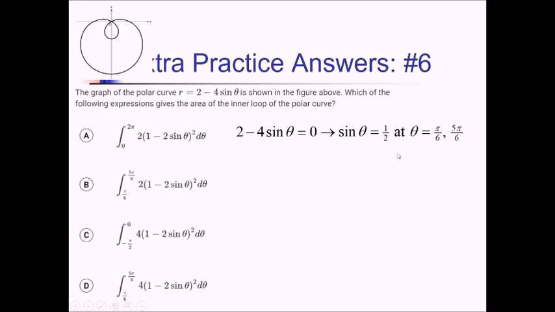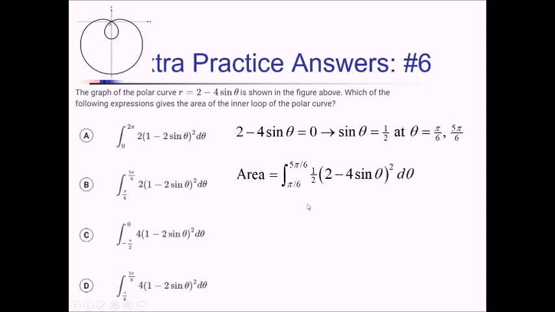So now we have the integral from pi over 6 to 5 pi over 6 of what? Well, now we need 1/2 times r squared d theta. So I'm going to write 1/2 times 2 minus 4 sine of theta squared d theta. That's great. Unfortunately, that does not match any of the answer choices. It's kind of close to 2 of the answer choices. B and D look pretty good because they at least have the right limits of integration.